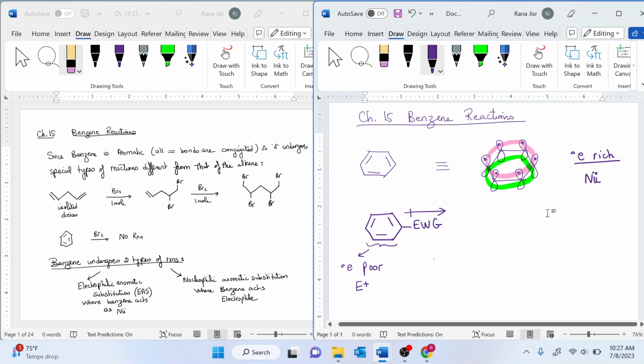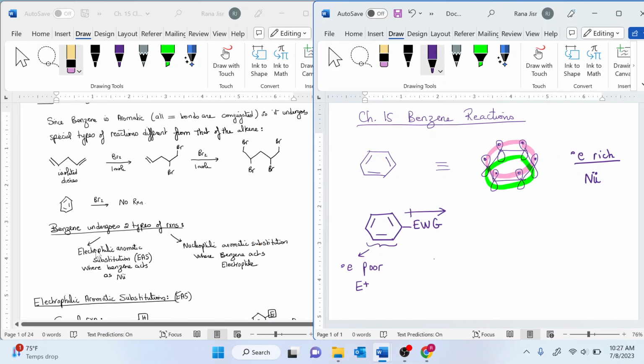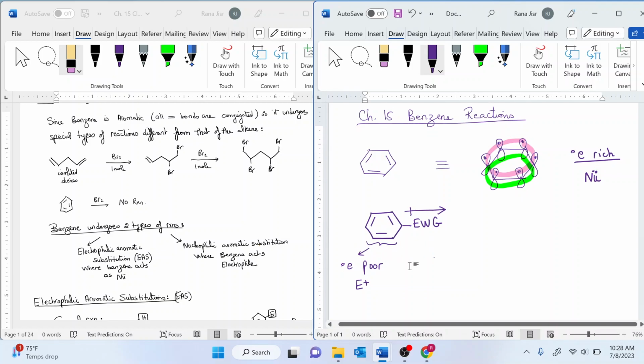So there are two cases for the benzene to consider and two different reactions to consider. An electrophilic aromatic substitution, where benzene acts as a nucleophile, and a nucleophilic aromatic substitution, where benzene acts as an electrophile. And it all depends on the substituents that are on the benzene. What are they? Are they electron donating groups, meaning that they give electrons to the benzene, making it electron rich? Or are they electron withdrawing groups, meaning that they take electrons from the benzene and make it electron poor?